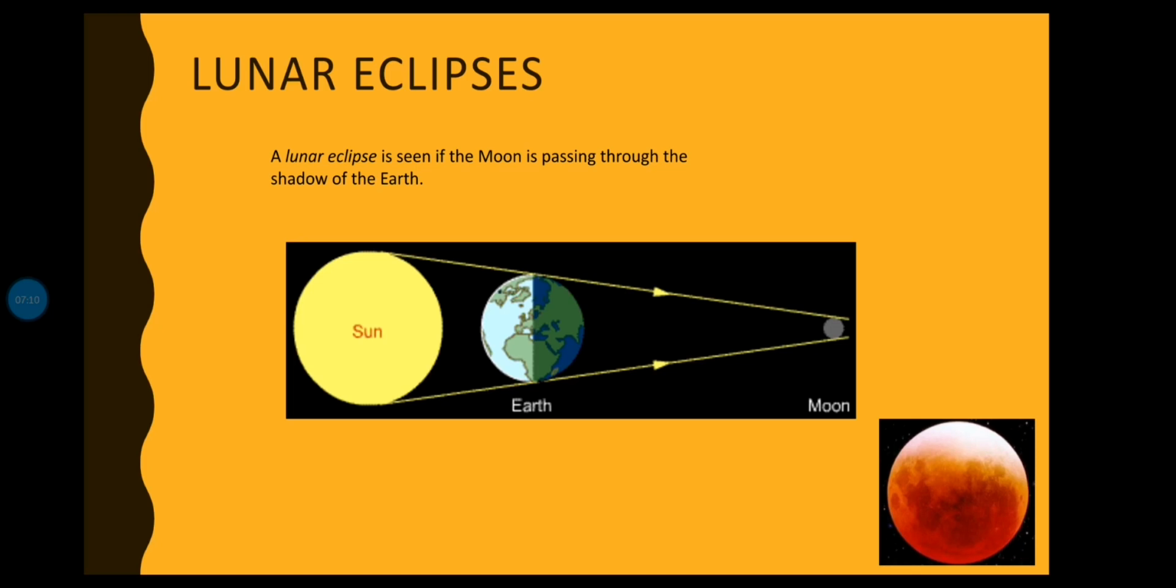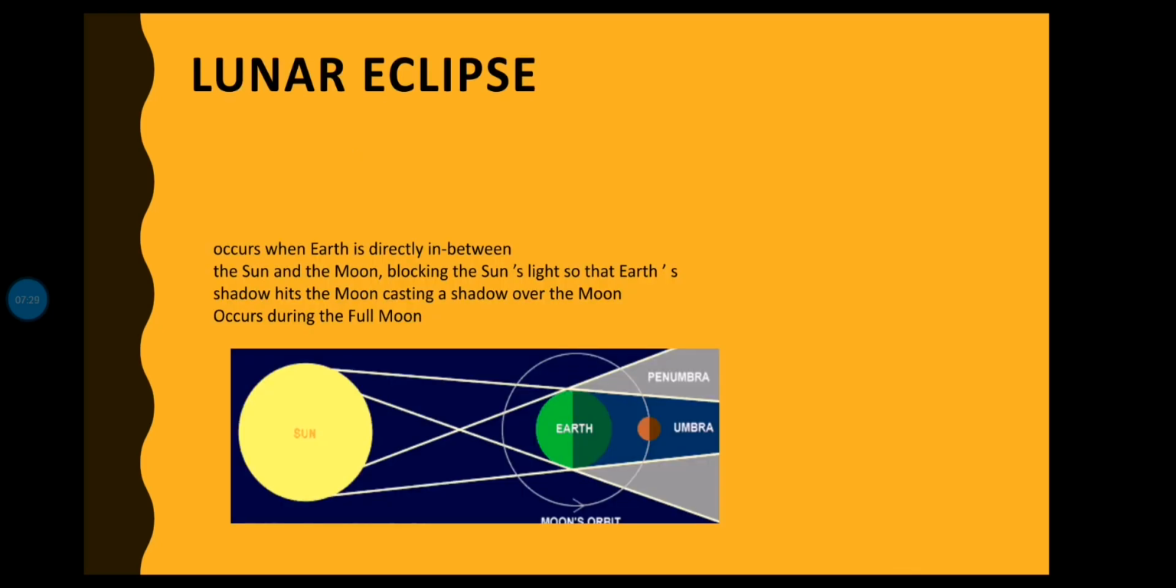Now, the lunar eclipses. It's the same thing, but this time it's the earth that is blocking the light from the moon. So the sun gives the light, but the earth is standing in the way, so the moon cannot have the light that it used to have. This one occurs when earth is directly in between the sun and the moon, blocking the sun's light, so that the earth's shadow hits the moon, casting a shadow over the moon. It also occurs when we have the full moon.